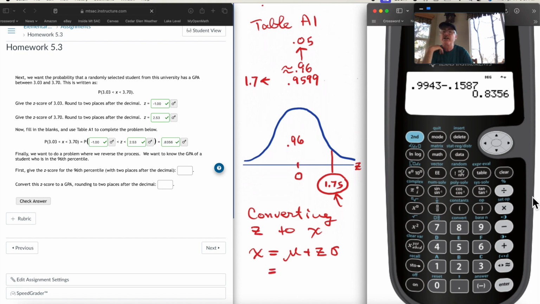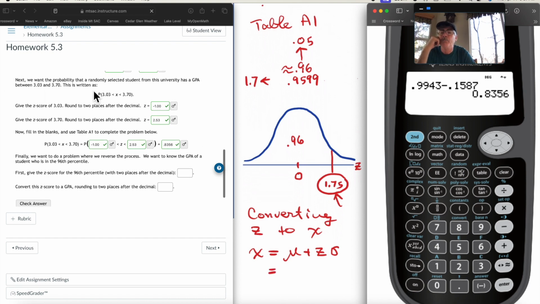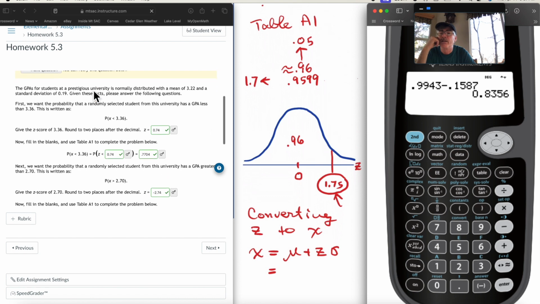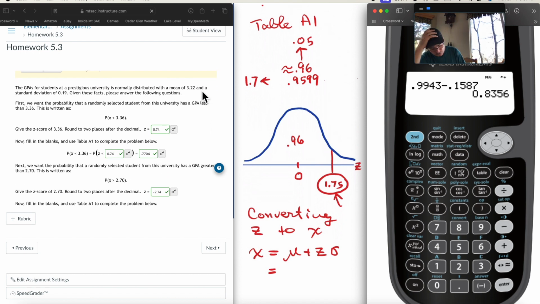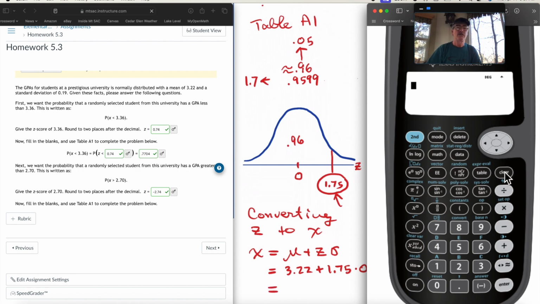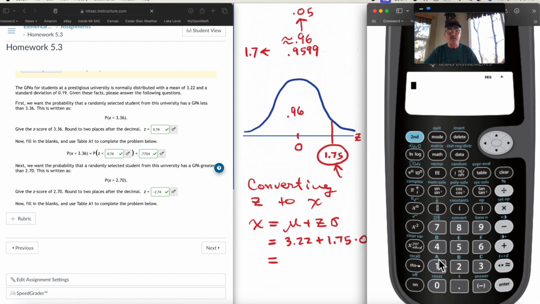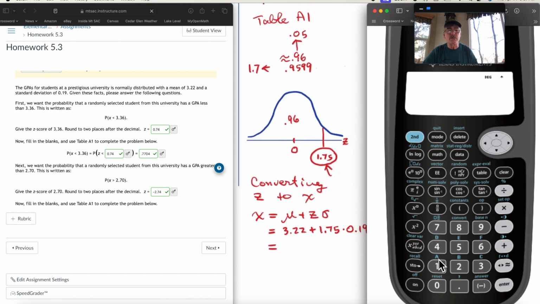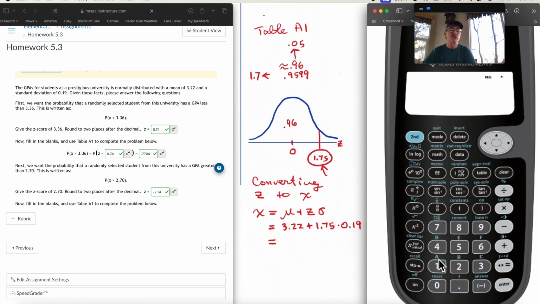So the mean, if I go back, was 3.22. So we'll do 3.22 plus the z-score, which was 1.75, times the standard deviation, which I think was 0.19. So we're just going to run that on our calculator real quick. So again, whoops, can't see it, can you? Let me just pinch out on that a little bit so you can see. There we go.